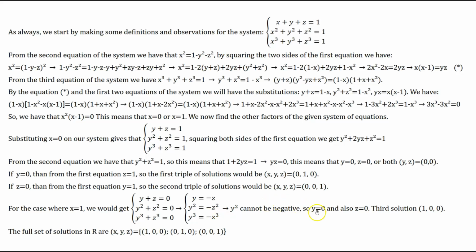So in this case, from the second equation, we deduce that epsilon is equal to 0, and substituting in the first equation, we get that z is equal to 0. So another solution, which fulfills the initial conditions, will be 1, 0, 0. So at the end, we say that the full set of solutions in the set of real numbers are the triples x, epsilon, z, which are 1, 0, 0, 0, 1, 0, and 0, 0, 1.